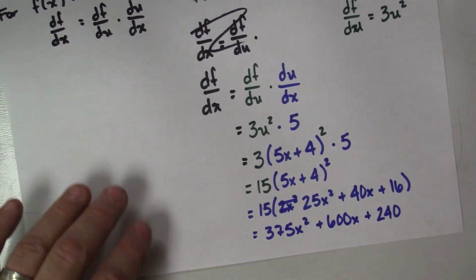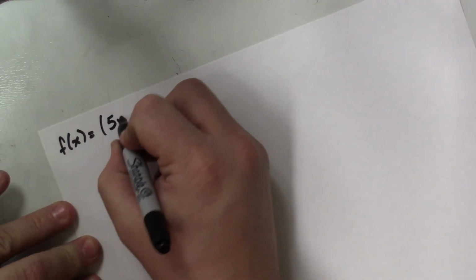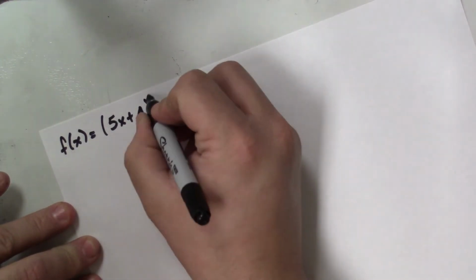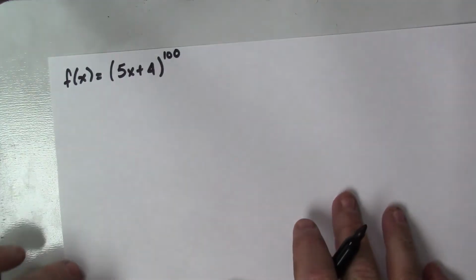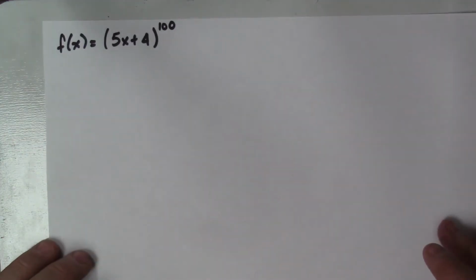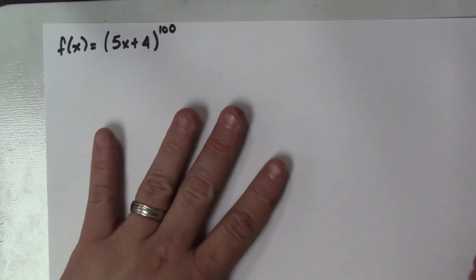Fantastic. That makes me super happy. And here's where this gets better. Real quick example before I wrap up this video. F of x equals 5x plus 4 to the 100 power. I do not want to expand that. You could not pay me to expand that.